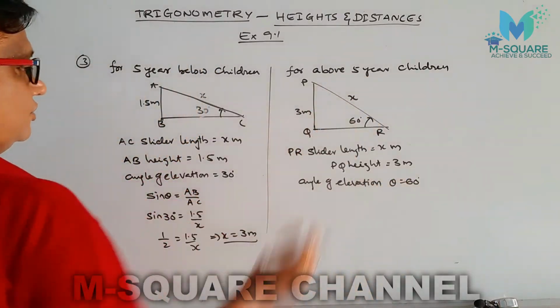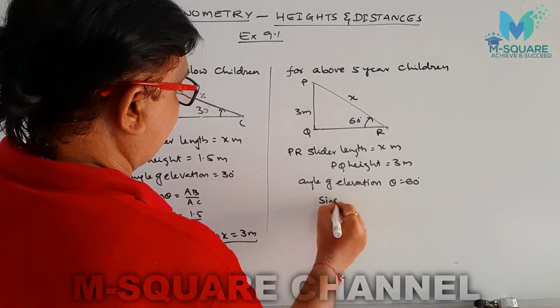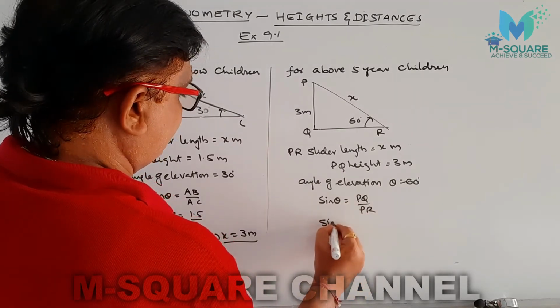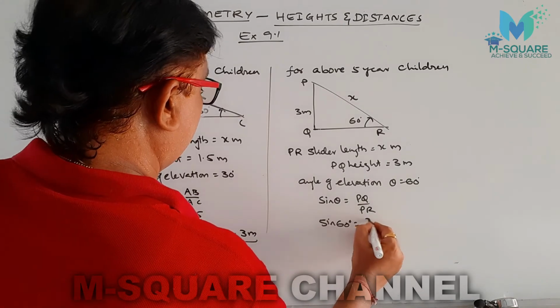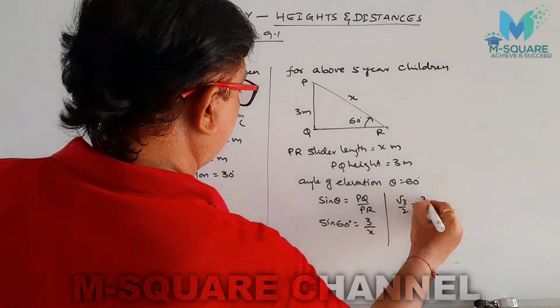That is also your wish. You are taking opposite by hypotenuse. So sin theta equals PQ by PR. So sin 60 degrees equals PQ by PR, and PQ is 3, so 3 by x. So root 3 by 2 equals 3 by x.